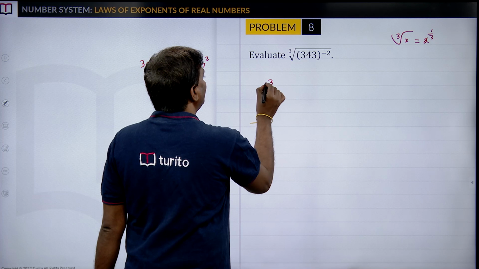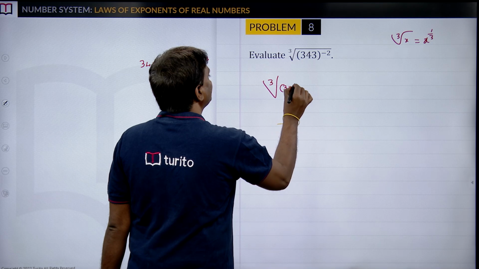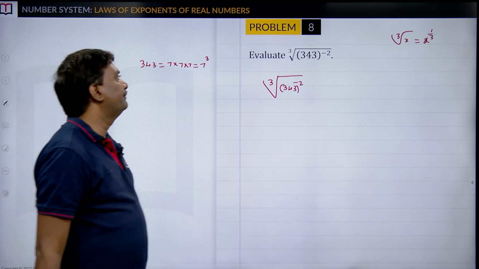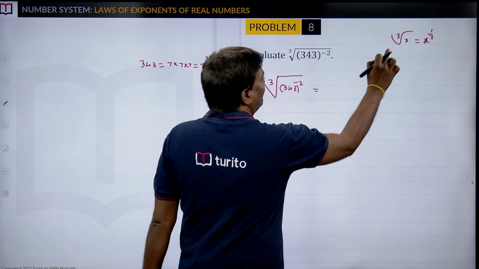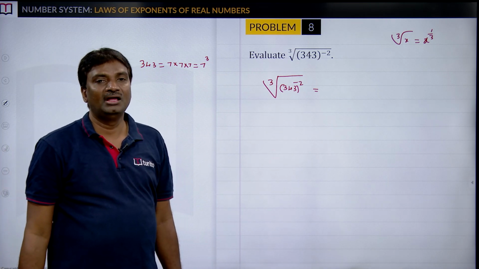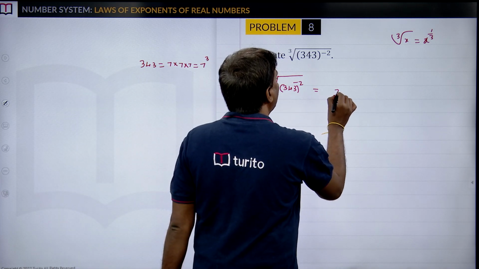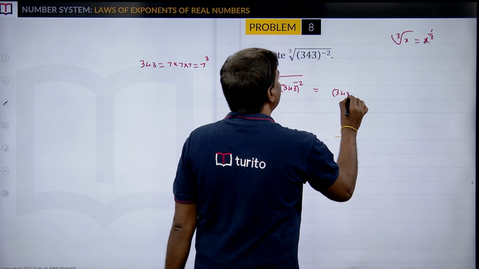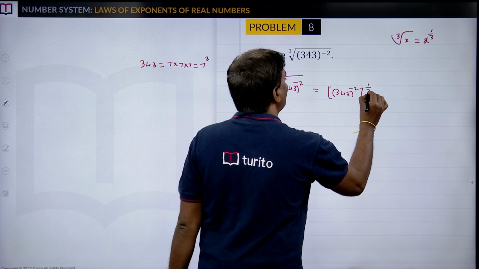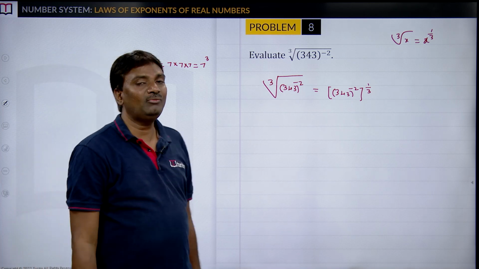Here we can write cube root of 343 power minus 2. Cube root of 343 power minus 2 equal to, first let us apply that formula, cube root of x equal to x power 1 by 3. So according to that we can write 343 power minus 2, power 1 by 3.